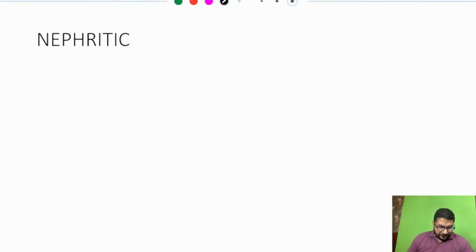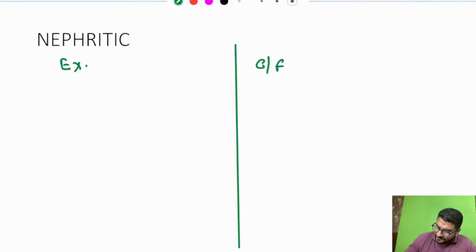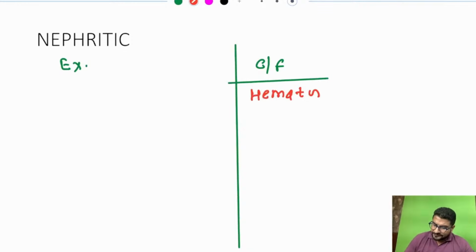Okay, now moving to nephritic syndrome. अब बात करते हैं nephritic की. So what are the diseases in nephritic syndrome? What are the examples? And what are the clinical features. First, let me talk about clinical features. So in nephritic, the main feature which we see is hematuria. अब इसको समझो, just try to understand. If patient is having daily hematuria, then because of hematuria he will develop anemia. तो patient को खून की कमी हो जाएगी.